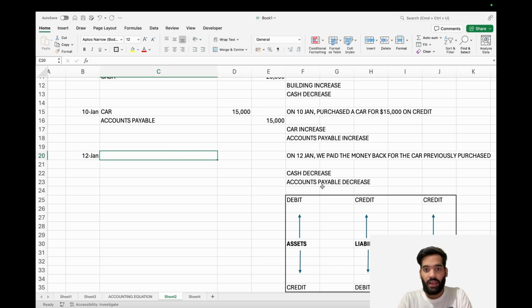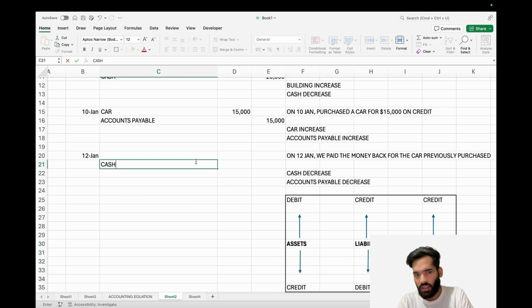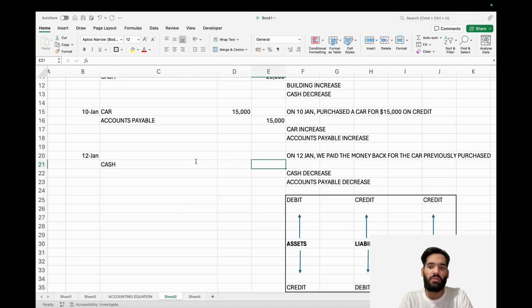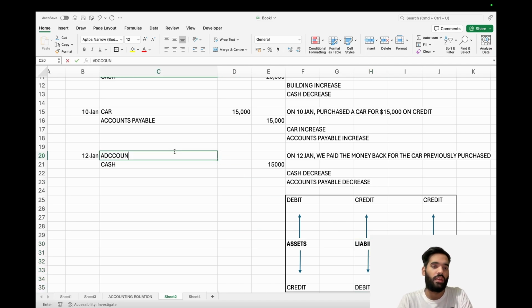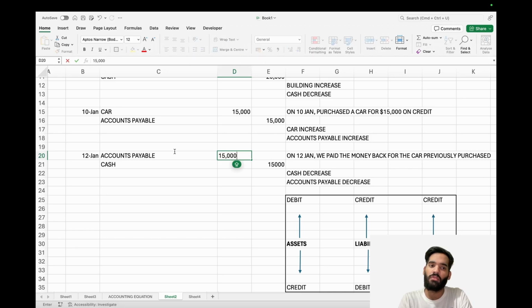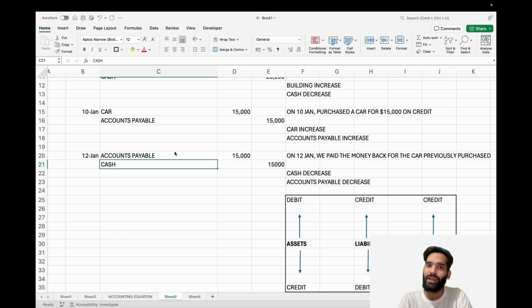Let's see. Cash decrease, cash is an asset, assets decrease on credit. So credit, and we always know we have to write it after the debit, so let's write in the bottom area here. And then accounts payable decrease, which is a liability, decreases on debit. So accounts payable, debit. So now we understand how we come up with the journal entries, because again, it's not rocket science. It's an extremely easy thing to manage. So I hope this is making sense.